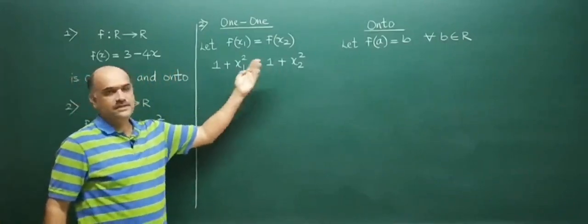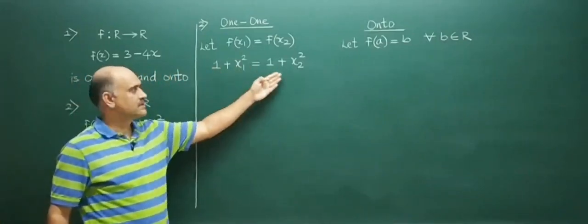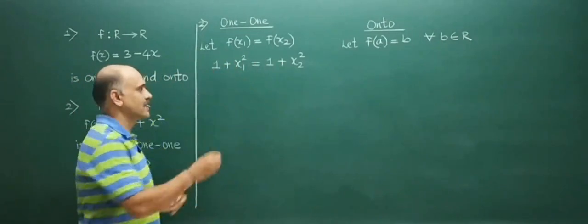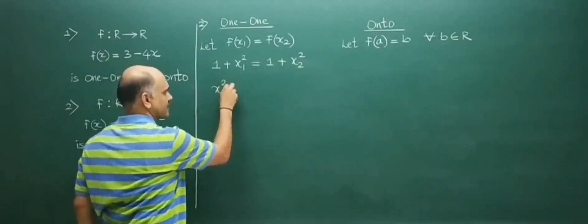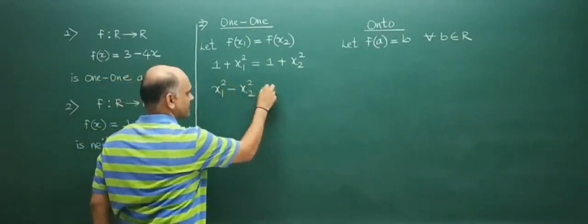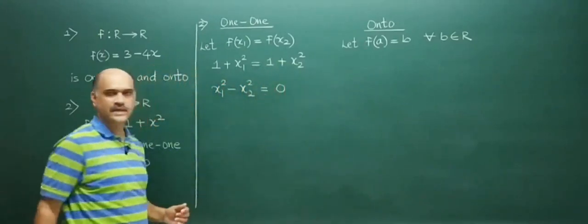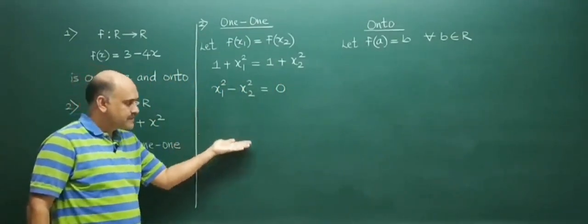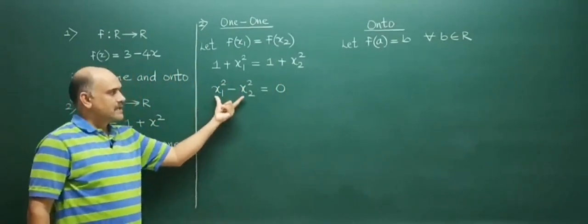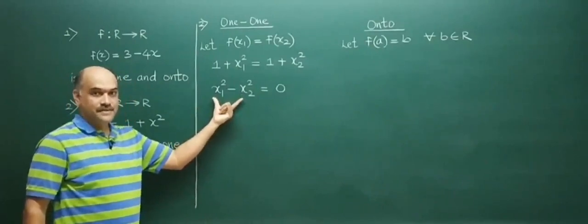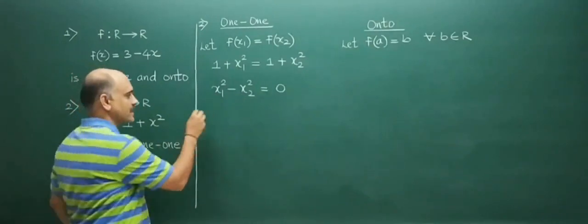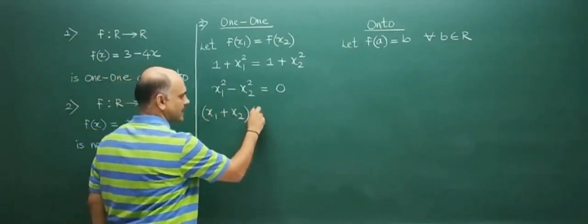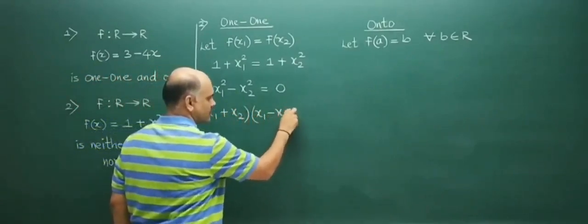Now take these terms to the LHS. If you take it to the LHS, 1 gets cancelled. So you will have x1 squared minus x2 squared equal to 0. Now simplify this. Here I can apply the a squared minus b squared formula. So I can write it as (x1 plus x2)(x1 minus x2) is equal to 0.